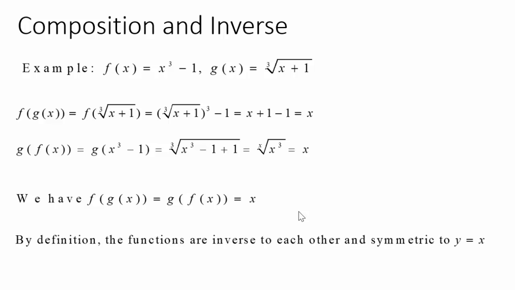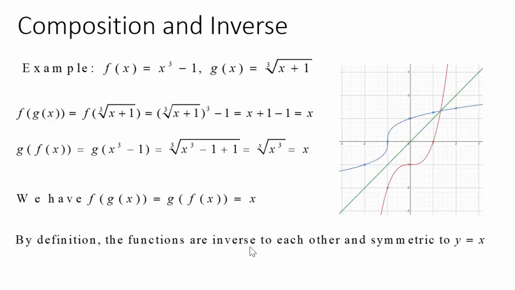So now let us look at the graph of these two functions together using Desmos. So this is the function here. I have the blue color. That is my function g of x, which is cube root of x plus 1, the blue one. And then the red one is x to the 3 minus 1. And then the line in the middle is green color. That one is y equals x, which is called the line of symmetry.